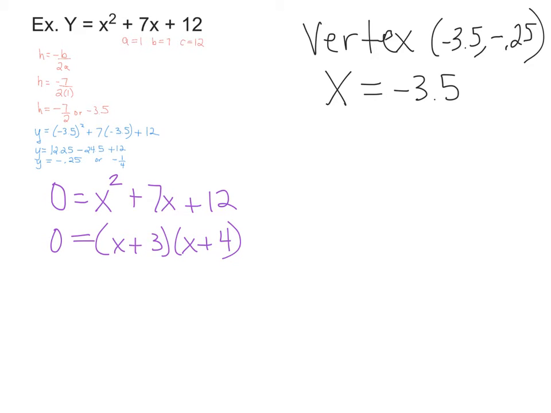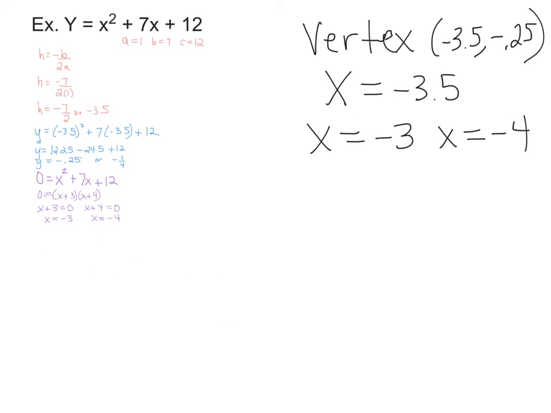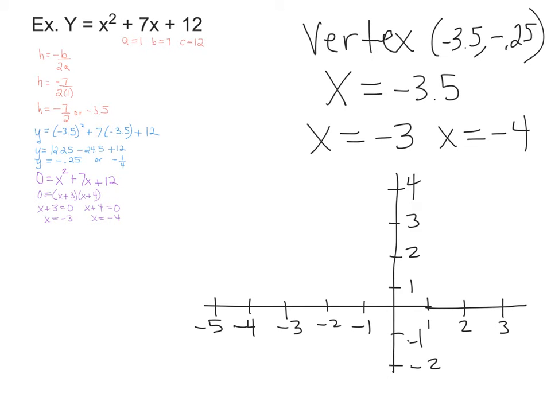So I'm going to solve each one of these. So x plus 3 is equal to 0. And x plus 4 is equal to 0. So x equals negative 3. And x equals negative 4. Those are my two zeros. So now I'm ready to graph all this information on one graph. So my vertex is at negative 3.5, negative 0.25, which would be somewhere around there, that dot.